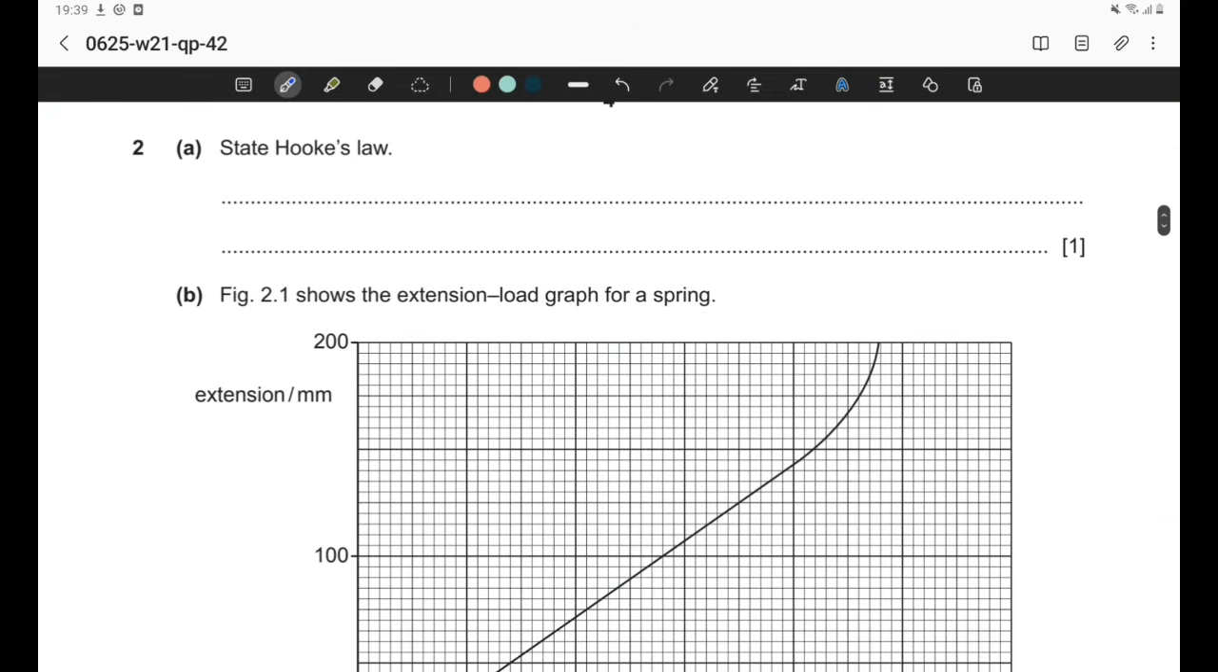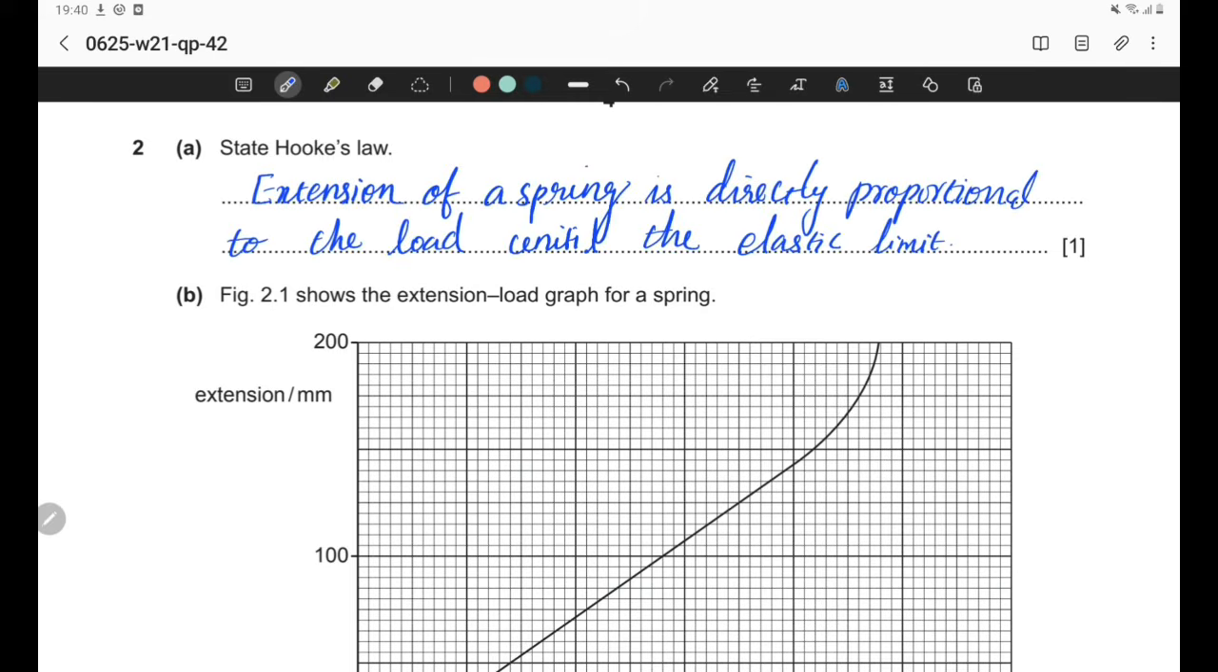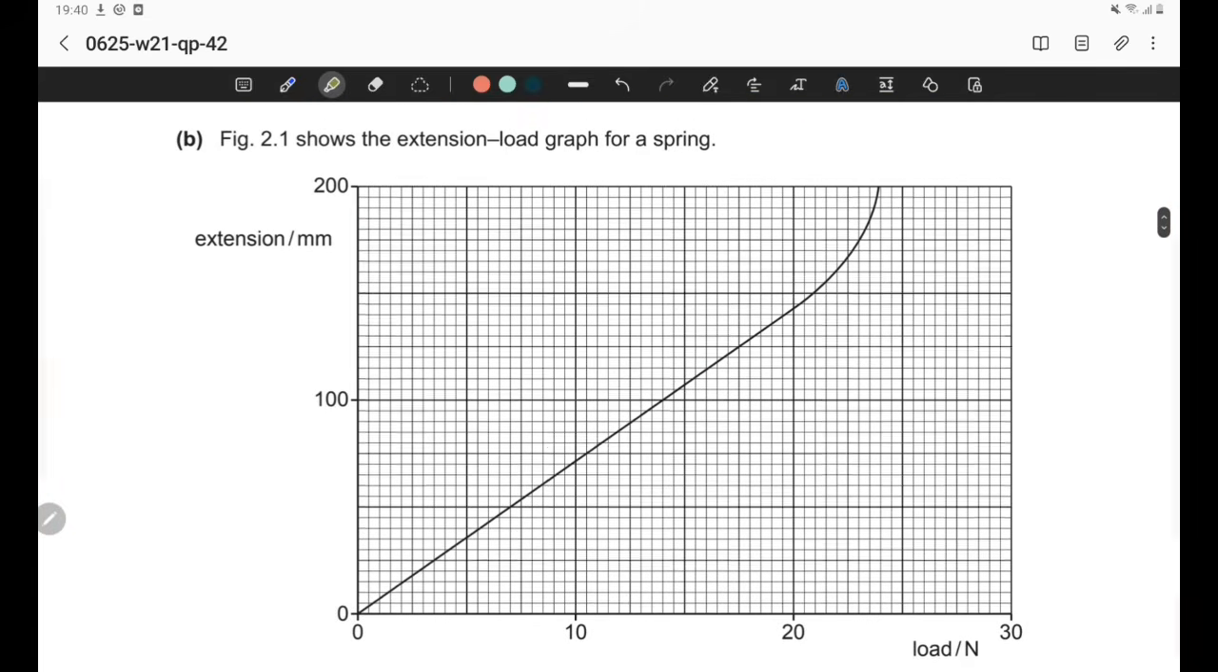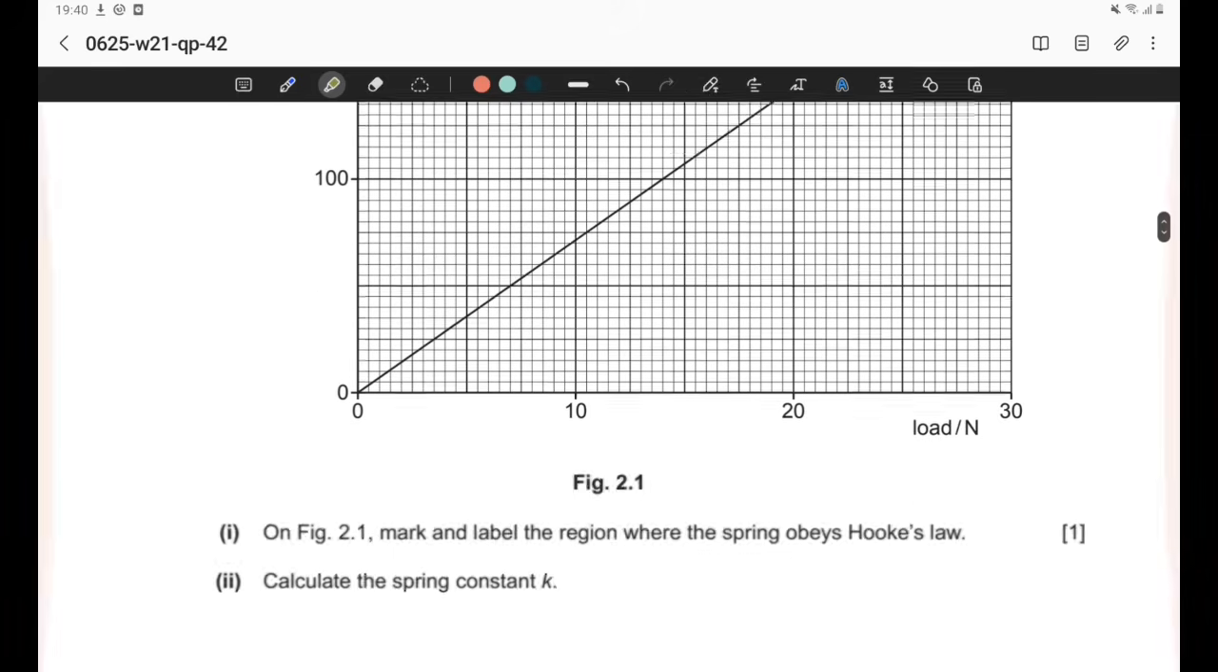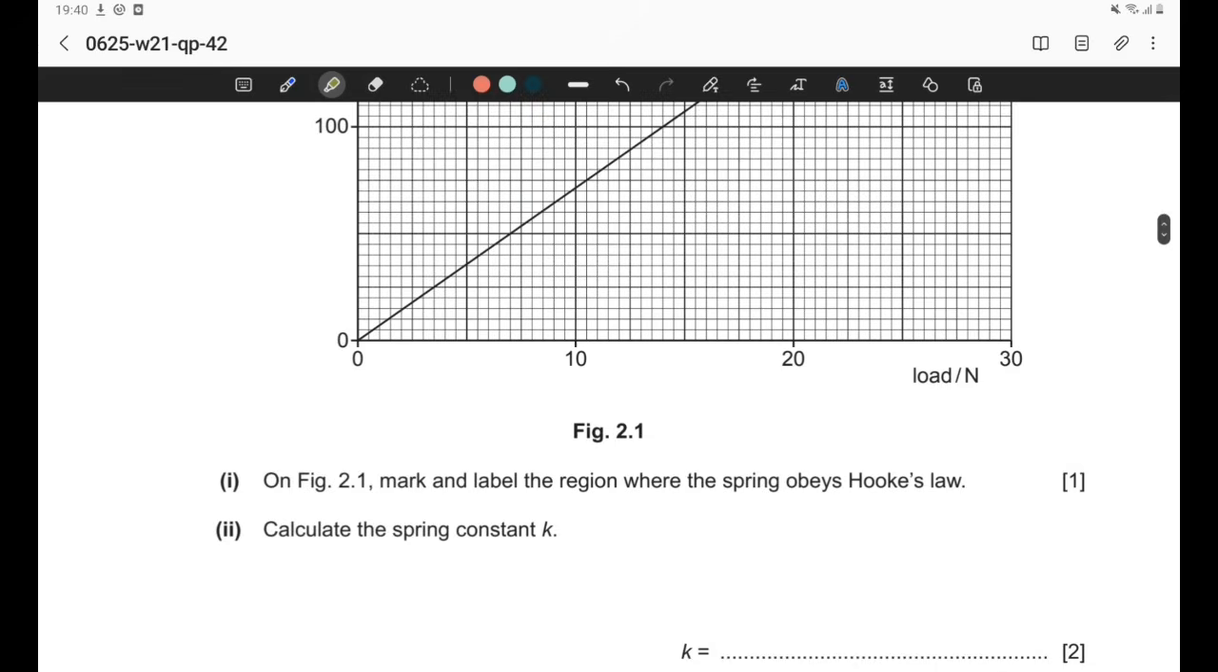Question 2, part A. State Hooke's law. So we can write, Hooke's law states that extension of a spring is directly proportional to the load until the inelastic limit. Part B. Figure 2.1 shows the extension load graph for a spring. On figure 2.1, mark and label the region where the spring obeys Hooke's law.